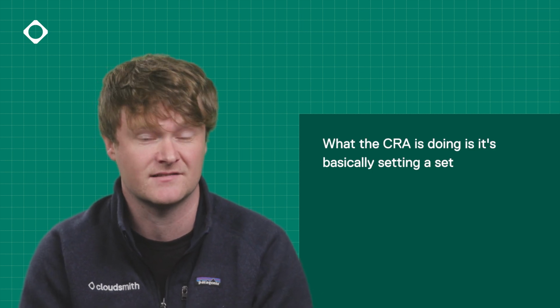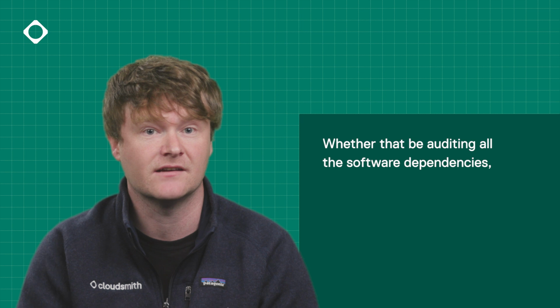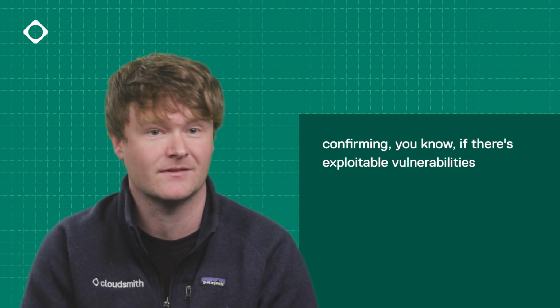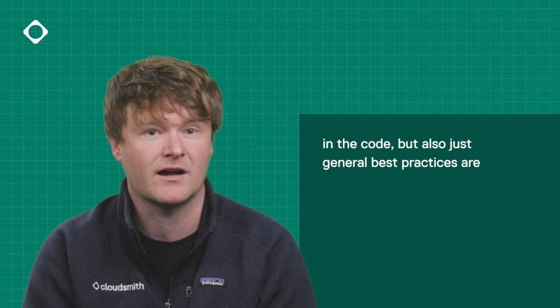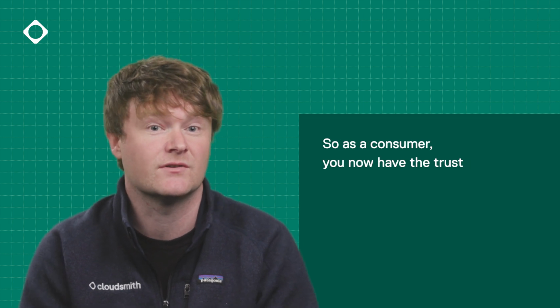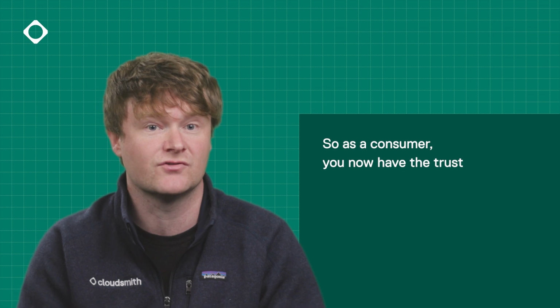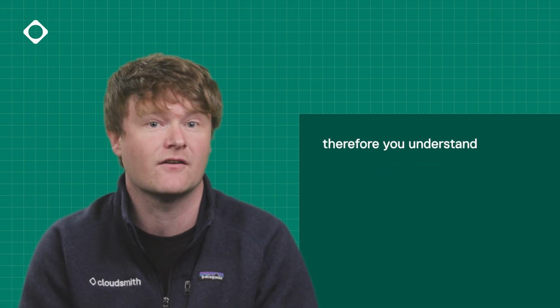What the CRA is doing is it's basically setting a set of instructions on what is now mandatory that all software vendors should be doing, whether that be auditing all the software dependencies, confirming if there's exploitable vulnerabilities in the code, but also just general best practices are enforced as now recommended controls within CRA. So as a consumer, you now have the trust that all software vendors now legally have to comply with CRA, and therefore you understand that software should be safer moving forward.